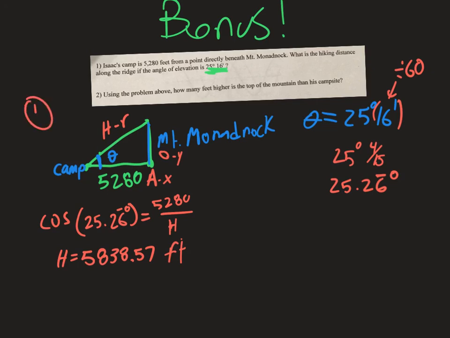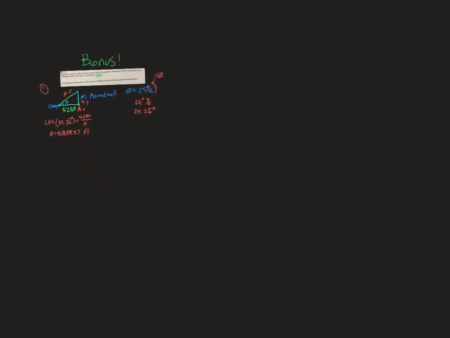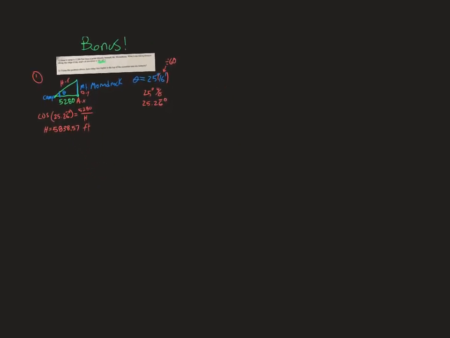Let's go ahead and do problem 2. So I'm going to kind of push it off to the side. And problem 2 is actually just asking us, hey, can you calculate the opposite? So exact same diagram, exact same triangle, but can you calculate the opposite side or that y value instead? And I'm just going to use the tangent in this case, okay? So tangent of the same angle, 25.26 degrees, is going to equal my opposite side over 5280.